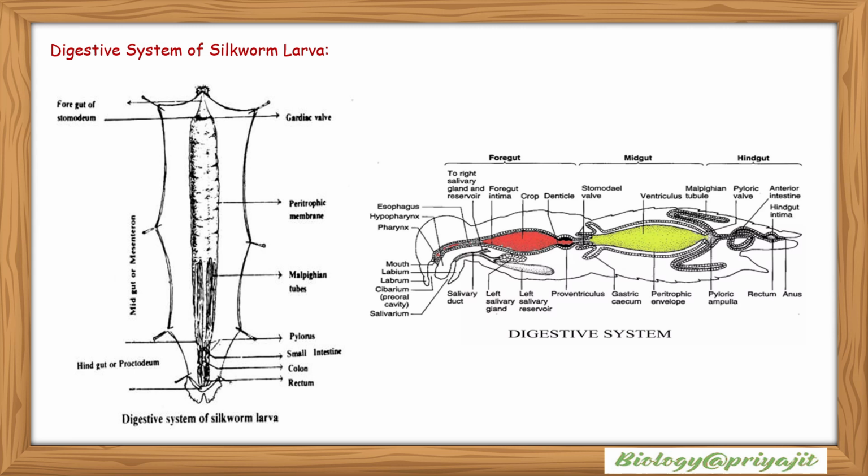The hindgut follows, where water is absorbed and waste is compacted into solid pellets for excretion through the anus. Though not part of the digestive system, the silk glands lie nearby and produce fibroin and sericin proteins used by the larva to spin its cocoon.